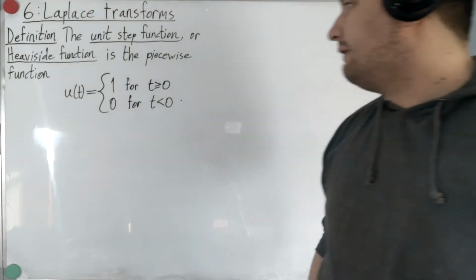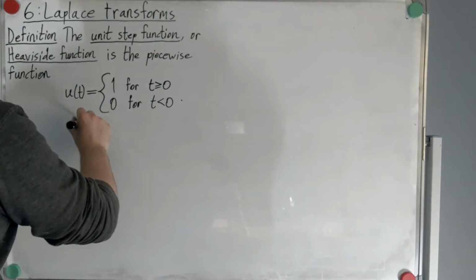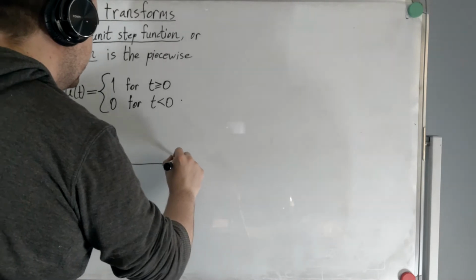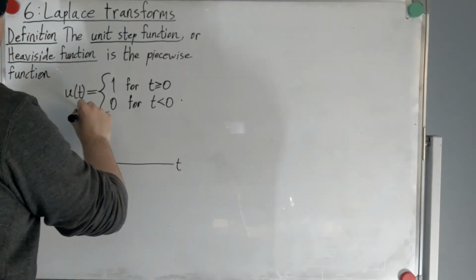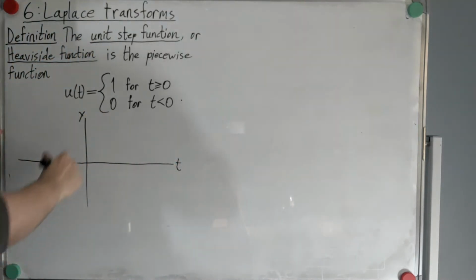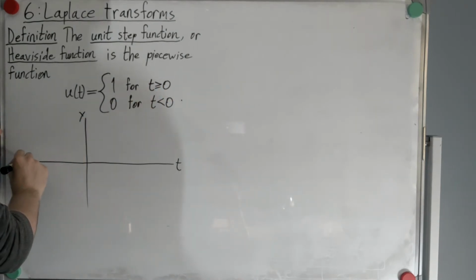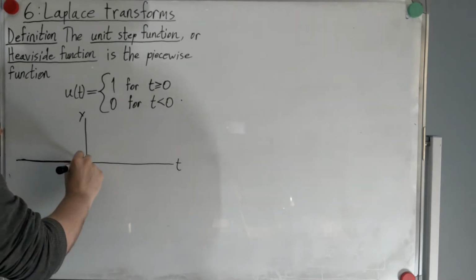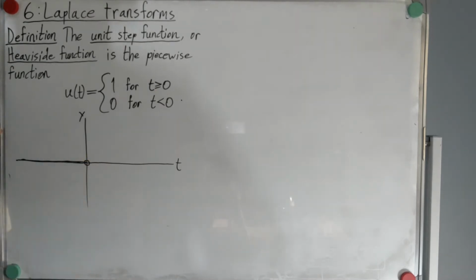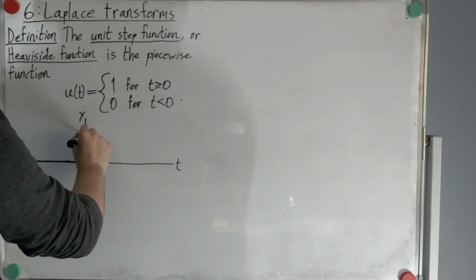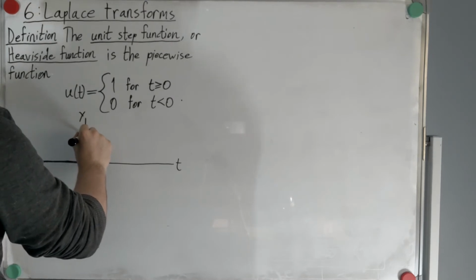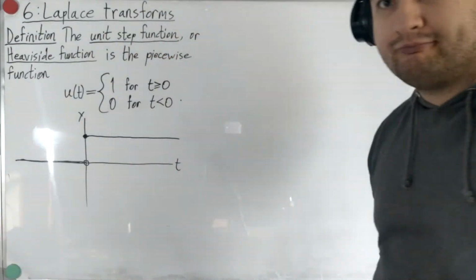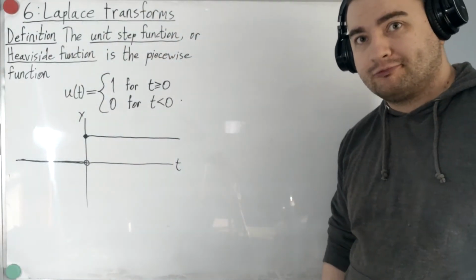So if you were to draw a graph of this function, it's a very simple piecewise function. We have t and y here. U of t just looks like 0 up until t equals 0. And then it's just 1. Okay?